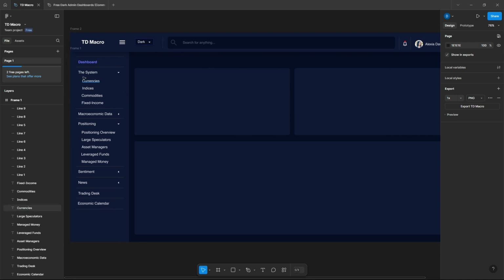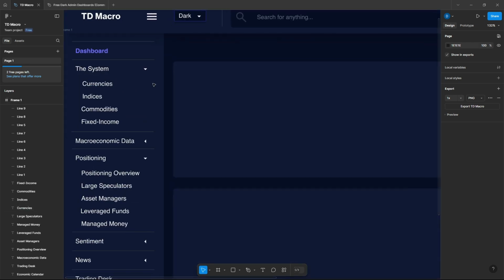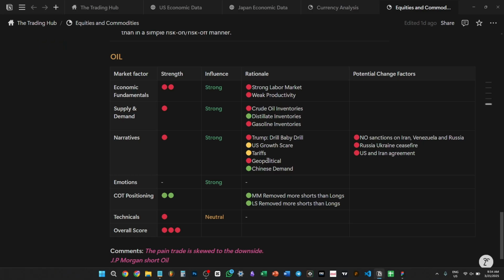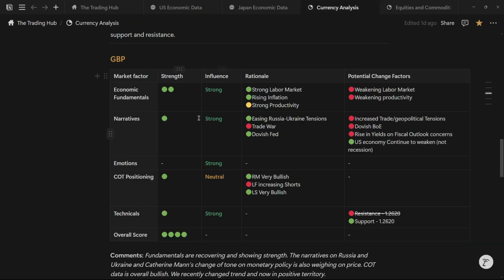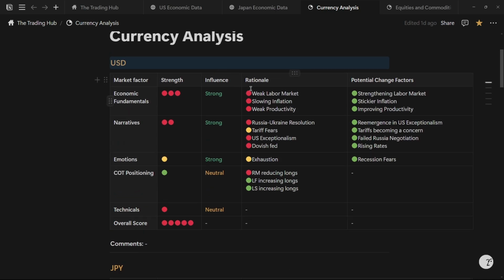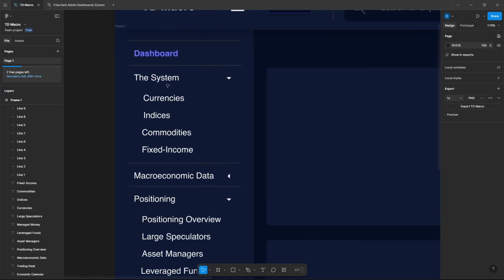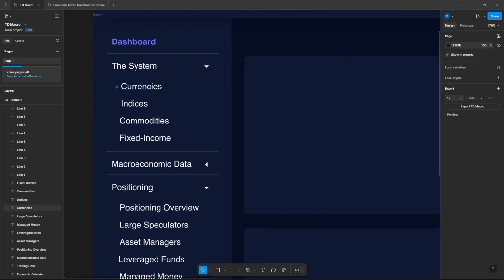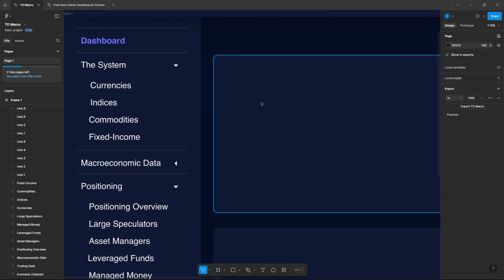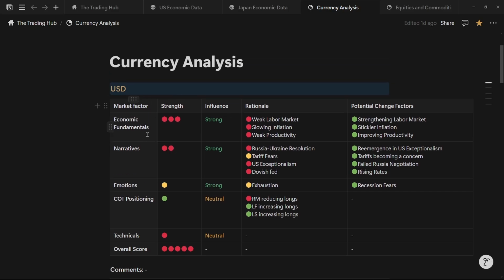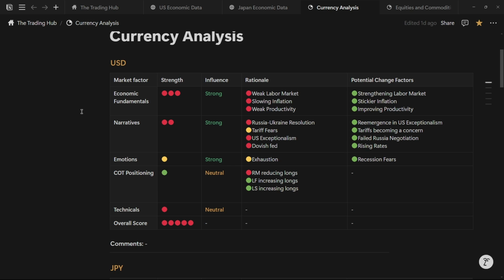Next we have what I call the system, and this is this right here. So this is going to be me automating all of this. Currency analysis, in this section that I have titled the system, as you can see, is separated into currencies, indices, commodities, and fixed income. For currencies, it will basically display this, but in a more user-friendly format.